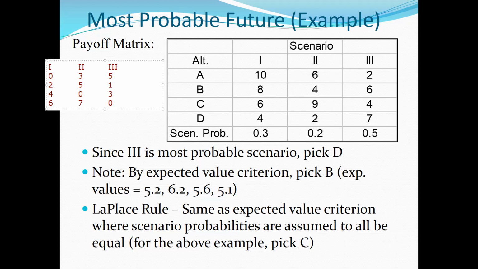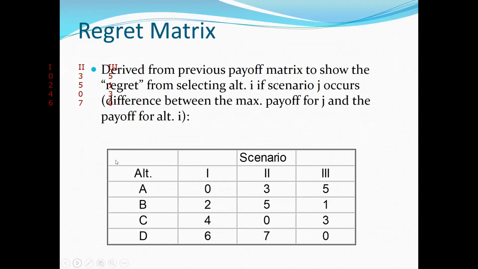So now I came up with a regret matrix, and you could see that regret matrix in the next slide as well. And that's the regret matrix I came up with: 0 3 5, 2 5 1, 4 0 3, and 6 7 0. Okay, we came up with the same regret matrix on the other slide. So that's how you derive the regret matrix.